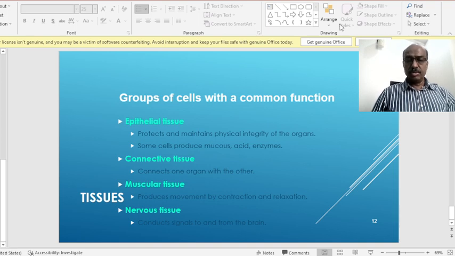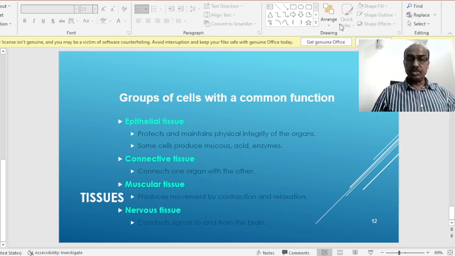Muscular tissue. Friends, muscular tissue produces movement by contraction and relaxation. Our heart is a muscular tissue. It contracts and relaxes. It has specialized cells which have ability to relax and contract. And it contains a bundle of blood vessels.